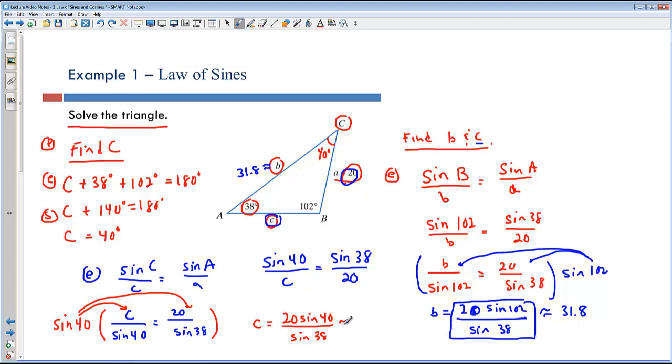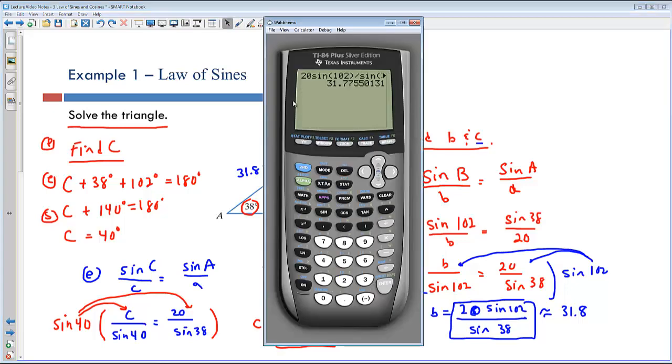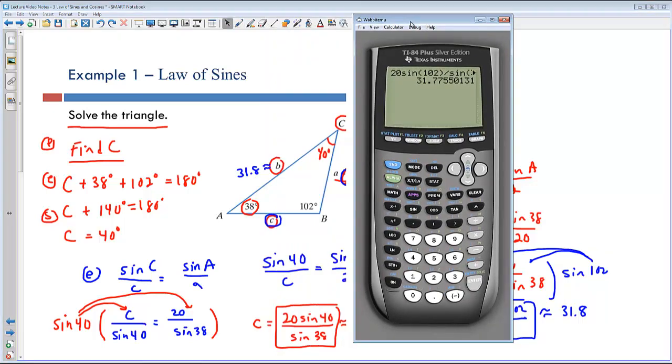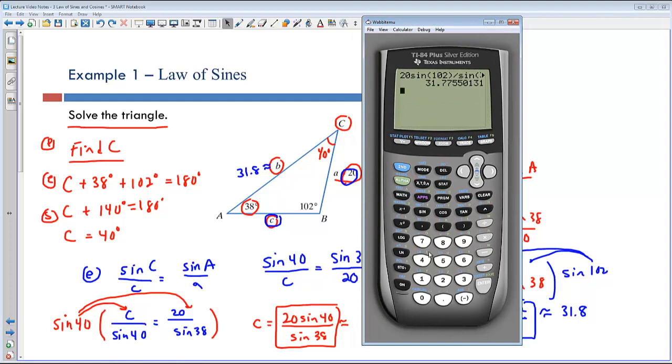Which is approximately, so that's the exact answer, but it's approximately, using my calculator, we can type this in. So this is going to be 20, the sine of 40, in parentheses, divide by the sine of 38, in parentheses. And out pops my answer of 20.88. And if you like, I can round this just to one decimal place. Let's say 20.9.